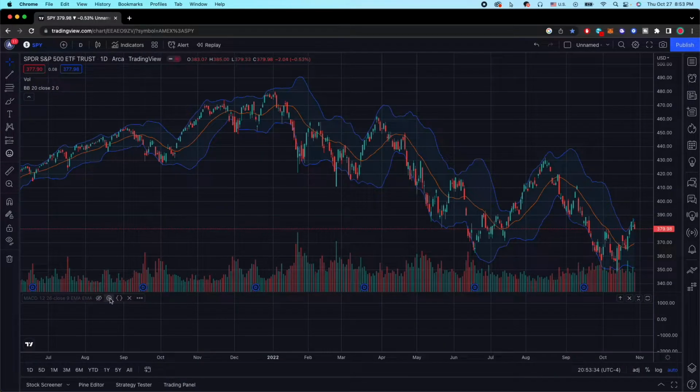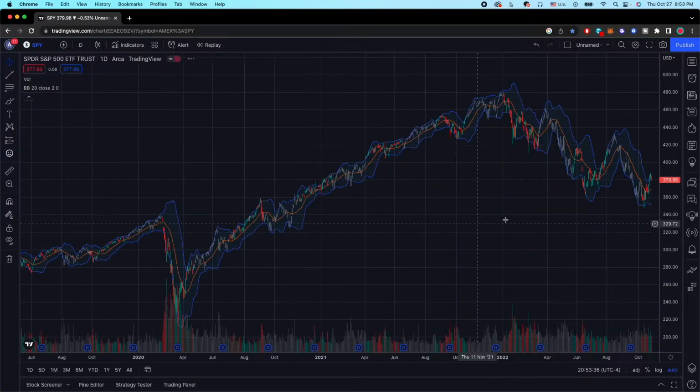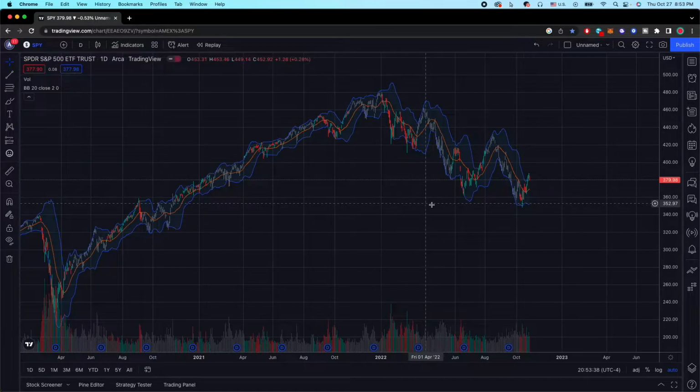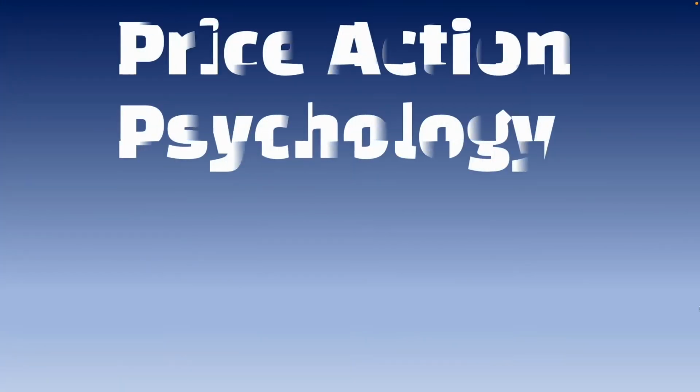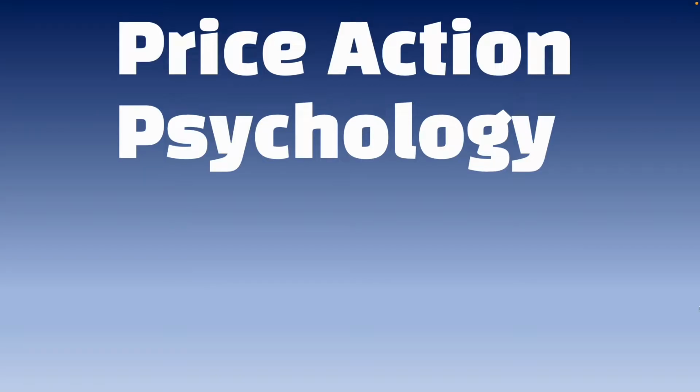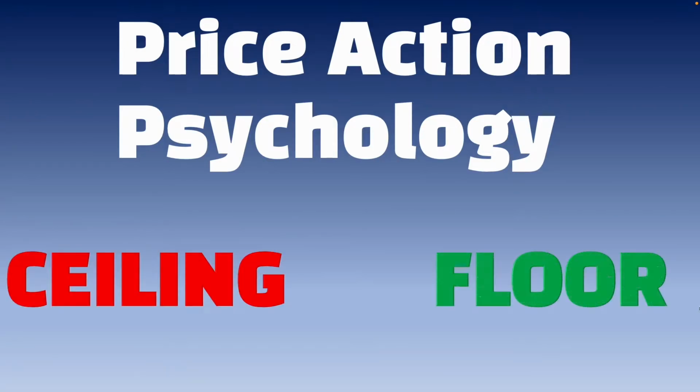Is it a pump? Yes. Are we going down? Maybe. Can we go up more? Possibly. My personal trading style is to look for patterns from previous chart history to give me proven potential price movement in the future. The basic price action psychology is, in trading there are two different types of resistance. We have the ceiling and the floor.